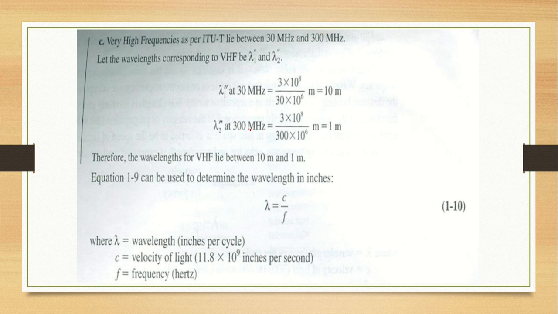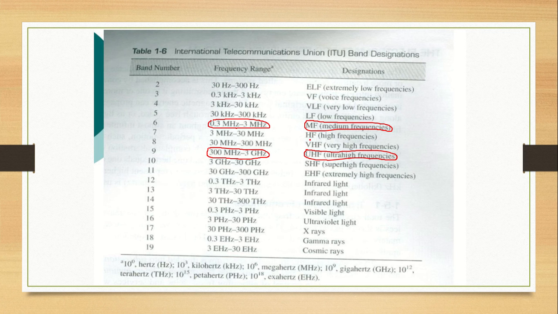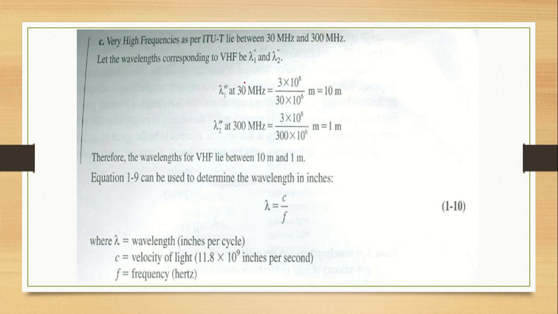Okay, so for very high frequency, this one. For very high frequency, we have 30 megahertz to 300 megahertz. So use those values. For 30 megahertz, we have 3 times 10 to the 8, the speed of light, over 30 times 10 to the 6, the lower range, so you get 10 meters. For the upper range, 300 megahertz, substituting again, we get 1 meter. Therefore, the wavelengths for VHF lie between 10 meters and 1 meter.